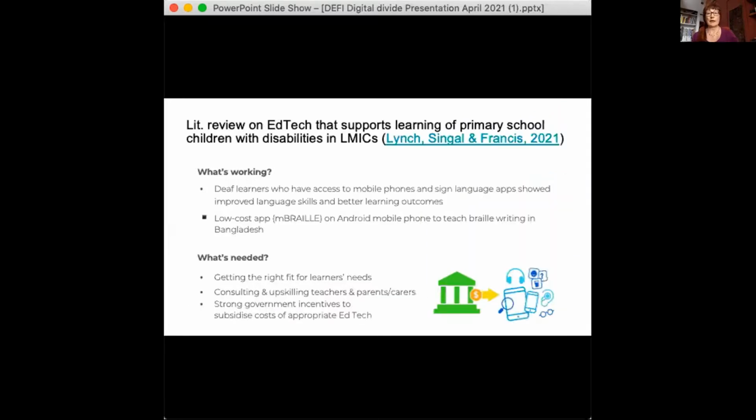A recent review that was carried out by some of our colleagues into the use of EdTech for supporting children with disabilities indicates great potential for mobile apps for deaf learners and for those with visual impairment, for example. But they also identify that we need to consider the needs of the learners, get the right fit with the tech, get the right provision for them, and parents and teachers and carers all need to be in that mix. They need to be consulted, but they also need to be developed and upskilled. And then funding has to be targeted in order for this to make progress. And in particular, governments need to join in.